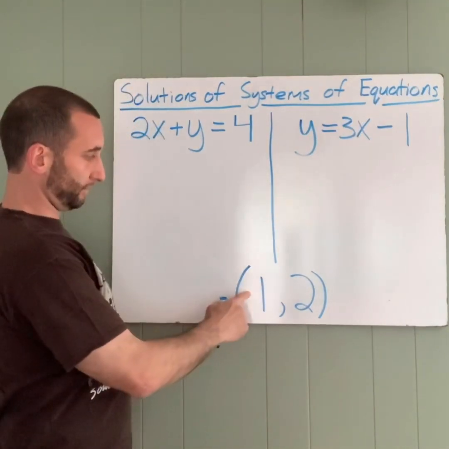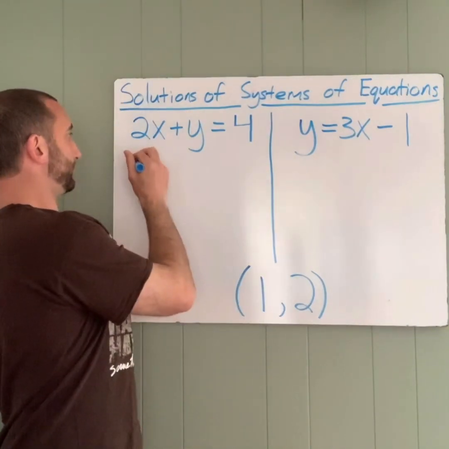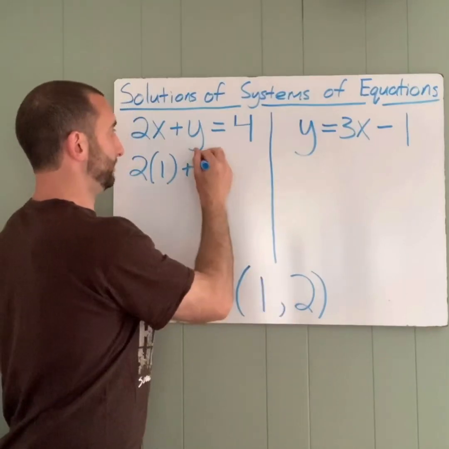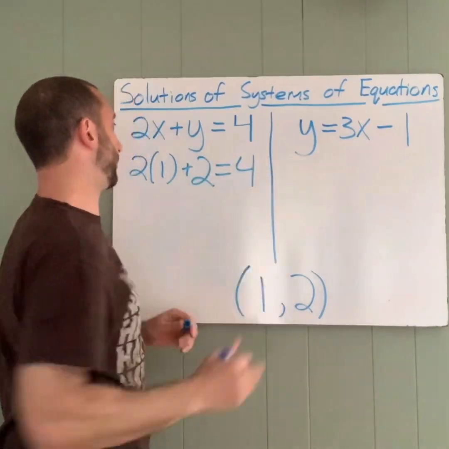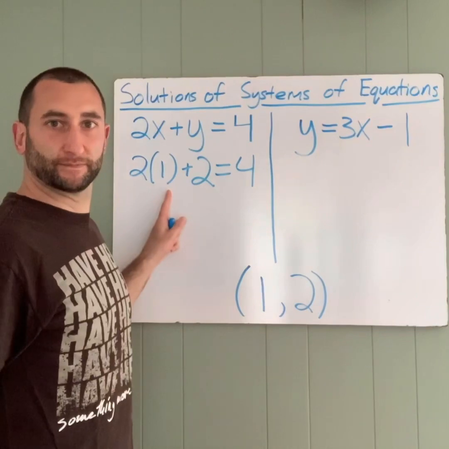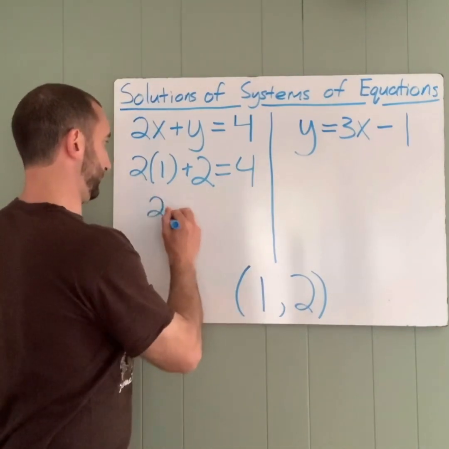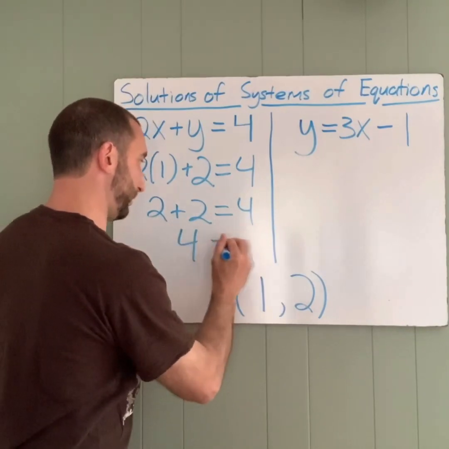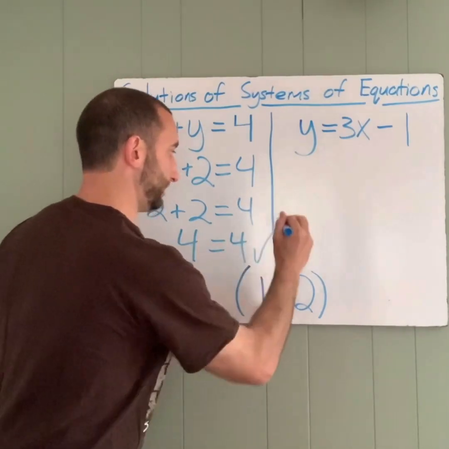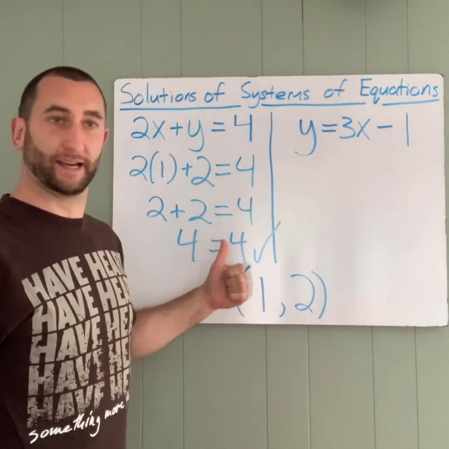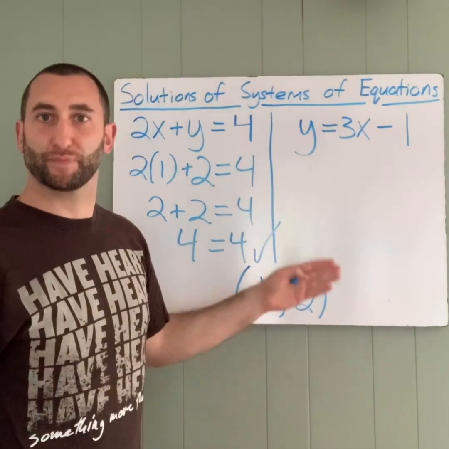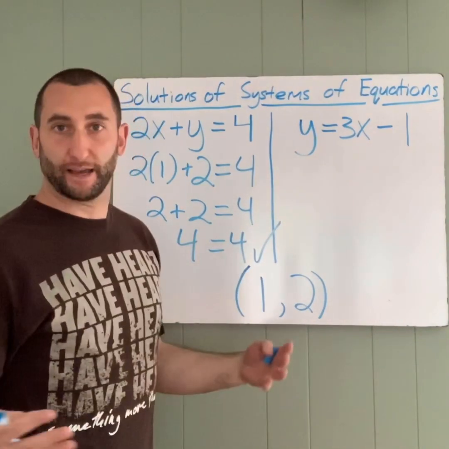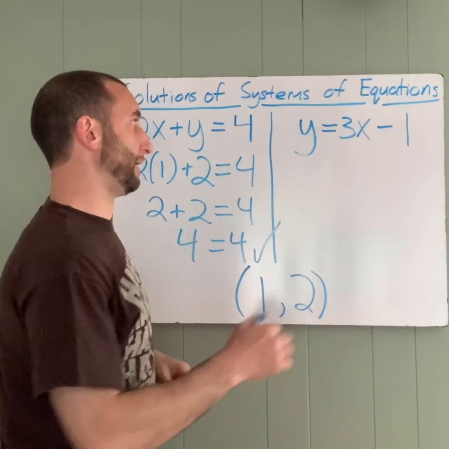So x value is 1, so now let's replace it as 2 times 1 plus our y, which is 2, equals 4. What's 2 times 1? 2. 2 plus 2 equals 4. Does 4 equal 4? Yes. So we know that it's true for this side. Now we need to do the same thing and plug in our coordinates in here and see if it equals each other. And then that way we'll know if it's a solution or not.